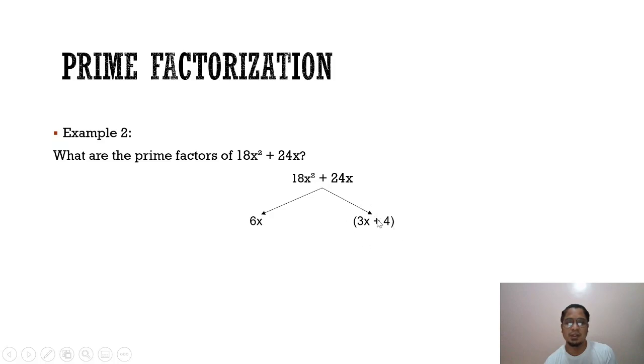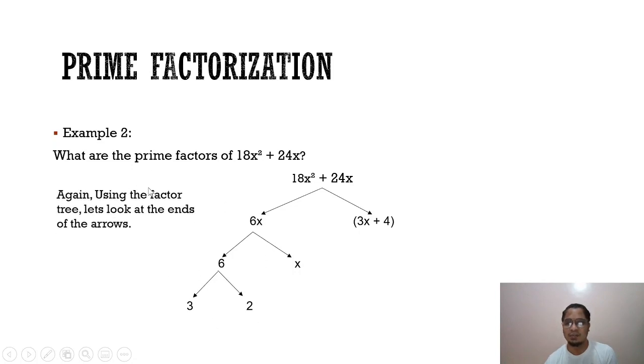Yung 3x plus 4, it is already in the prime factor. In its prime. Wala na siyang ibang factor maliban sa sarili niya at sa 1. Pero yung 6 natin, pwede pa natin sila actually paghiwalayin. 6 at saka x. And yet, yung 6 natin can also be broken down into 3 times 2. Following the pattern that we have done earlier, using the factor tree, again, ito yung factor tree na tinatawag po ni Sir. Let's look at the ends of the arrows. Yung dulo po ng arrow natin na wala ng kadugsong. Ito tinutukoy natin.